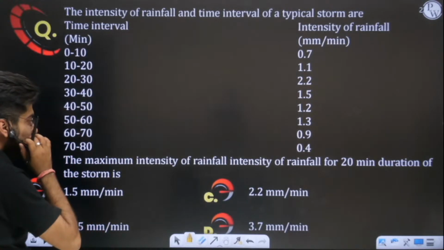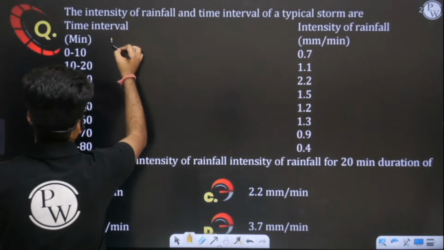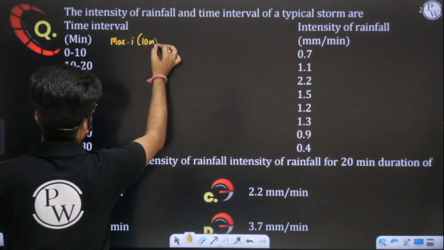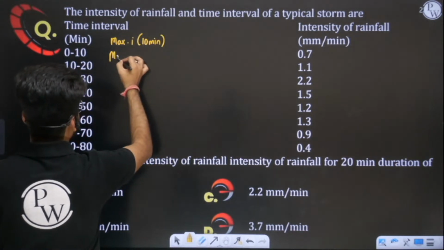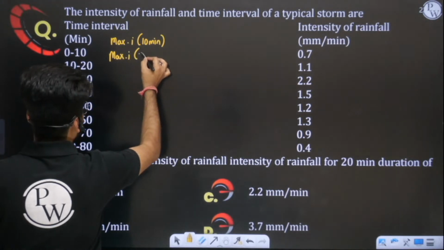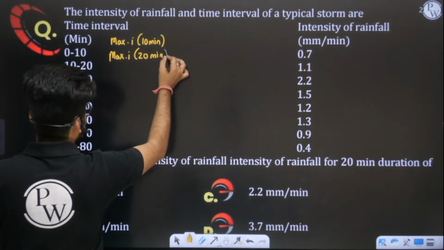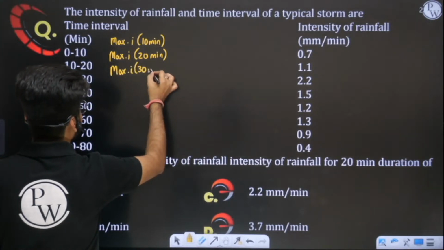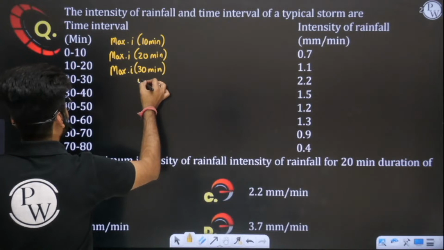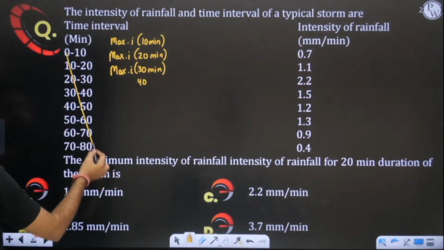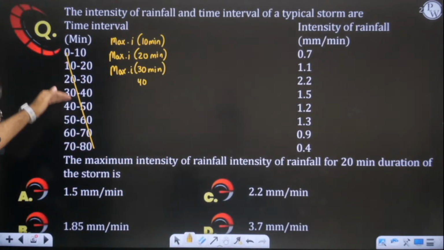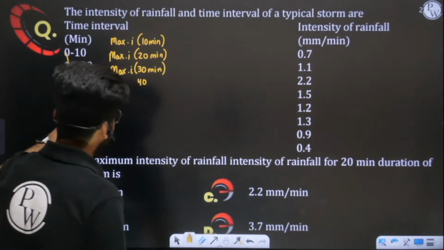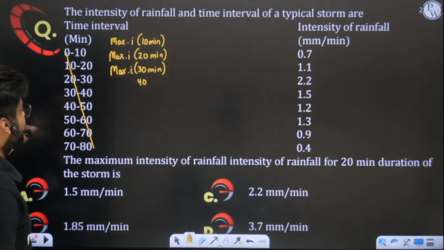Why? Because the first question can ask maximum intensity for 10 minutes. It can ask maximum intensity for 20 minutes, which they have asked in this question. They can ask maximum intensity for a 30-minute duration, or a 40-minute duration. At max, they can ask for an 80-minute duration, because we cannot have rainfall for more than 80 minutes, which our data is suggesting here. According to our data, we have only 80 minutes.